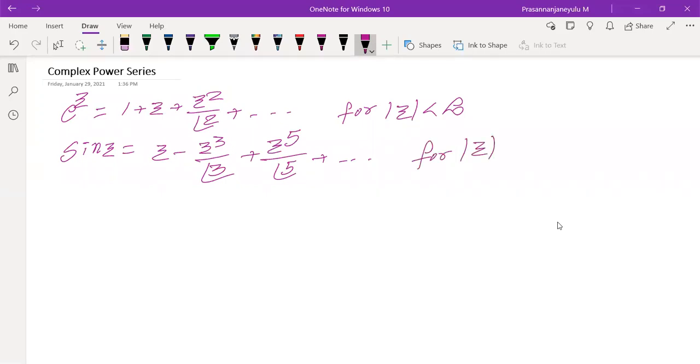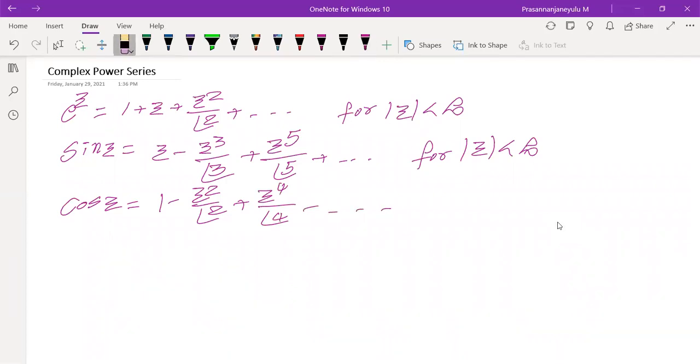I know. So for modulus of z less than infinity, in the same manner, the cos z expansion. Cos z equals 1 minus z square by factorial 2 plus z power 4 by factorial 4 minus and so on. Sorry, here also it is minus. This expansion also exists for modulus of z less than infinity.